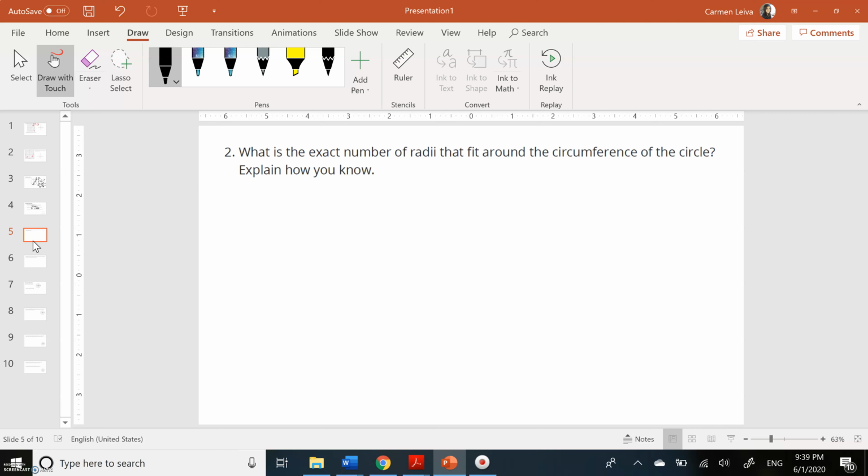Number 2 says, what is the exact number of radii that fit around the circumference of the circle? The first thing you need to remember is that there is a formula for the circumference, and the circumference is C equals 2 pi r. If we leave the r alone, can you please take 5 seconds and tell me, how can I solve for r? What do I need to do if 2 pi is multiplying the r?